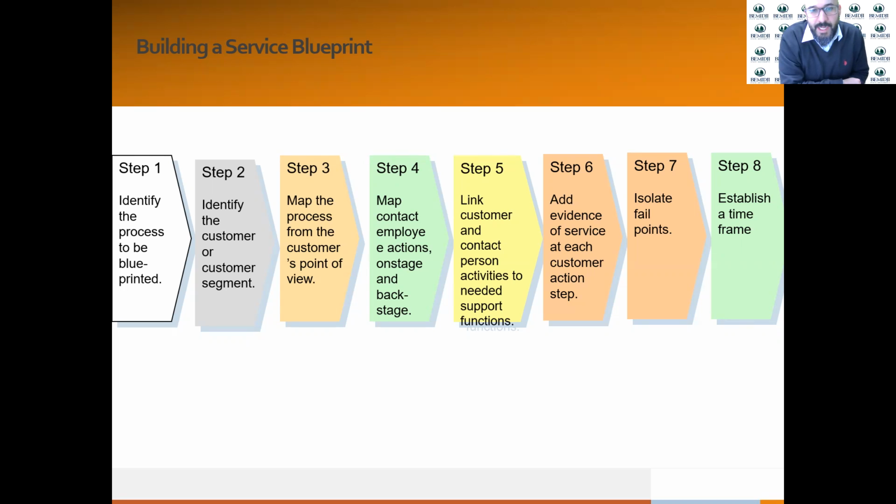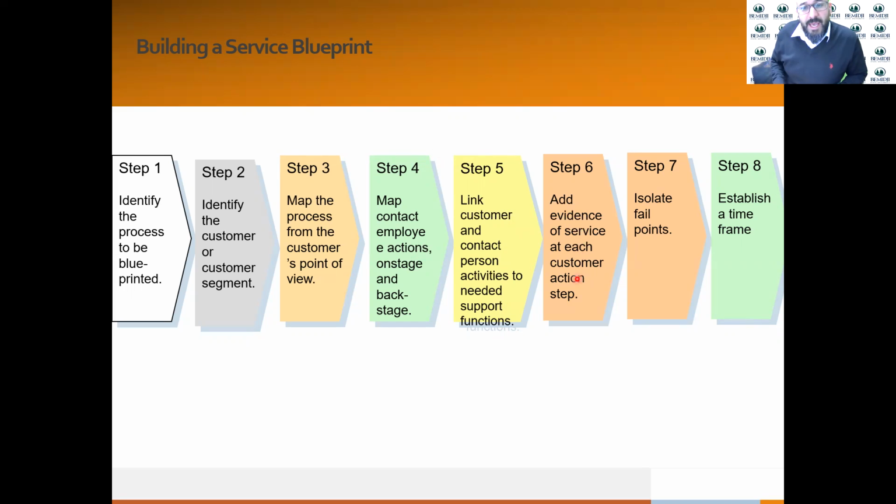And then create the process map. Once we have created the process from the customer's perspective in step 3, you go and map contact employees in action on stage and backstage. So what are the things related to the customer, in terms of the front desk and the backstage as well? And step number 5, we link customer and contact person activities to the needed support function.